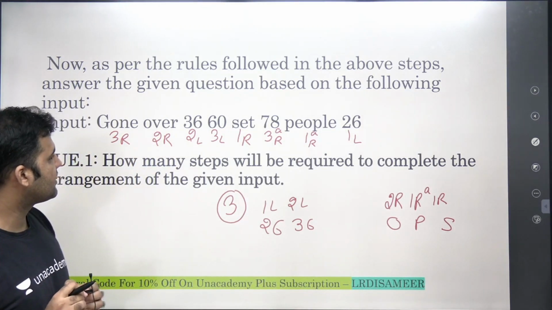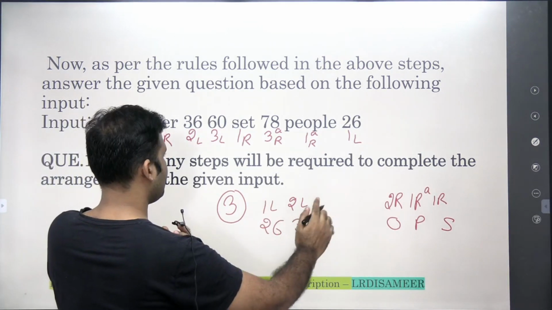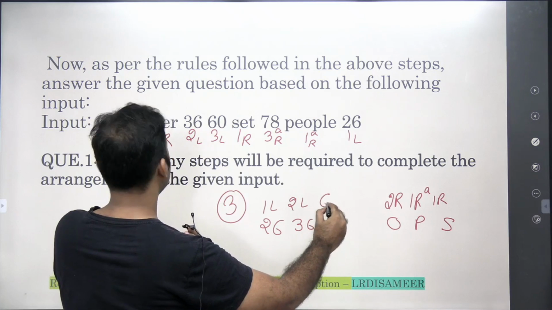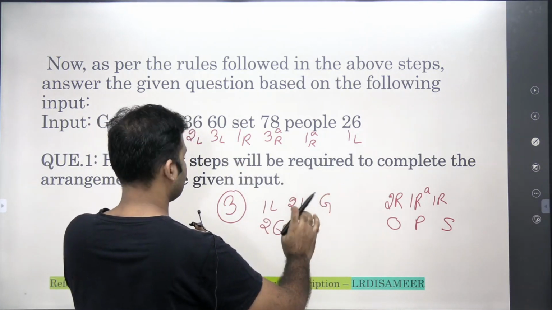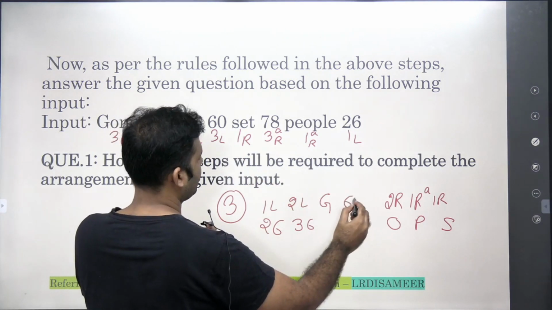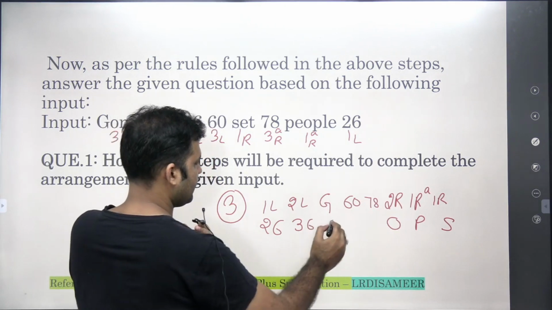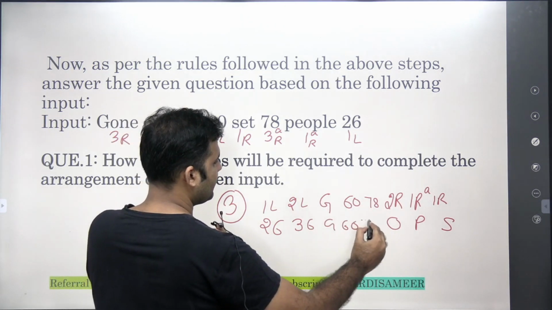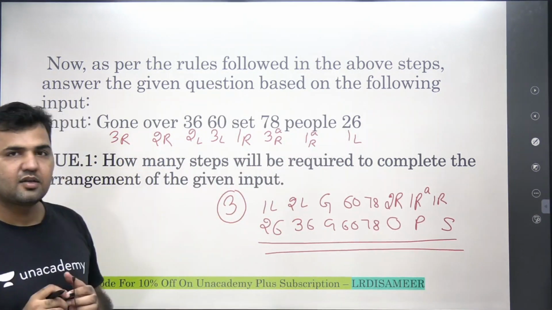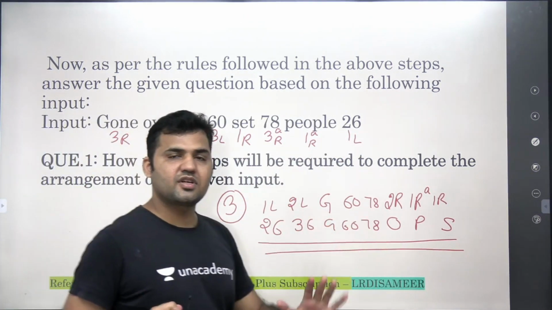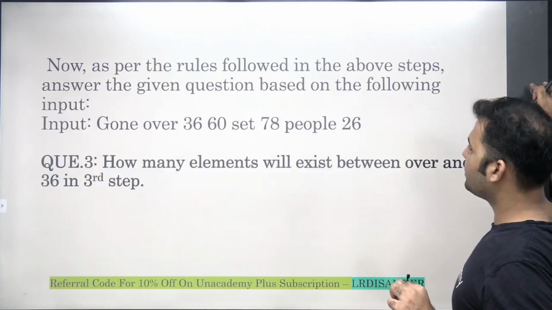After writing down 26, 36, and then you see the remaining elements are not supposed to be arranged, so write down G, right? And 36 has already moved, 60, right? And 78, that's it. So that's it. This will be the second step of the arrangement, right? So just ranking the elements will straight away give you the step also. Let me show you one more question on this. Question number 3 of the set.